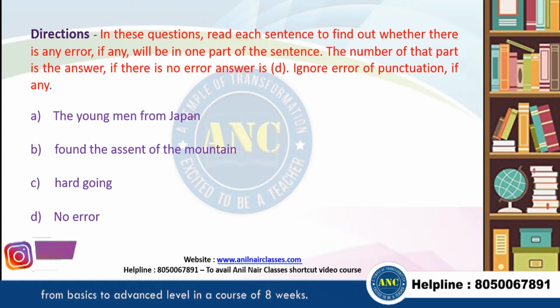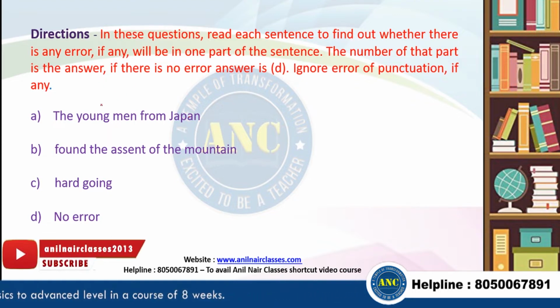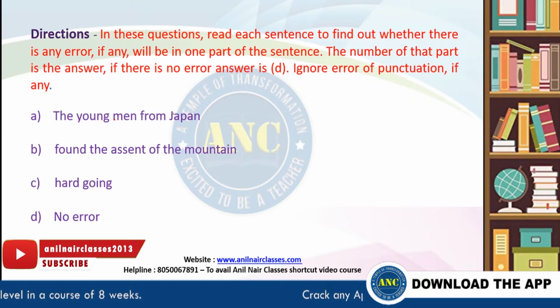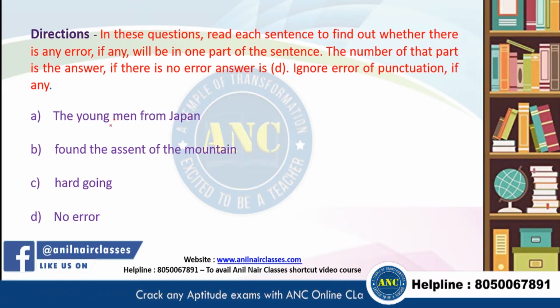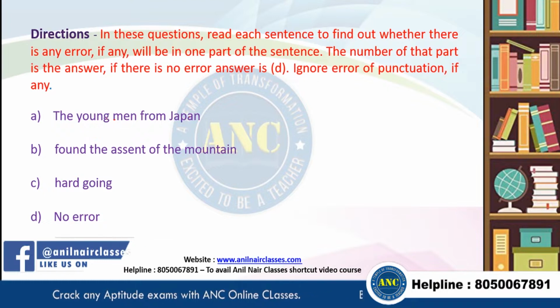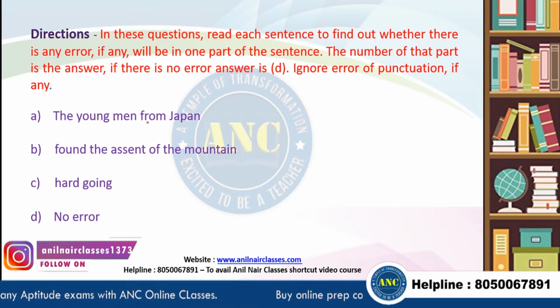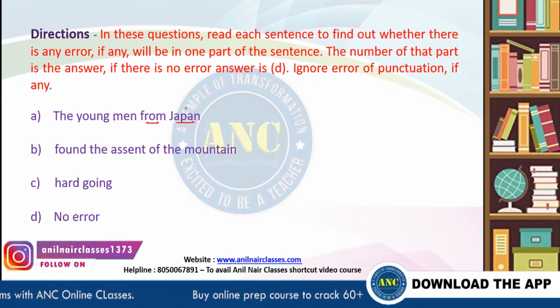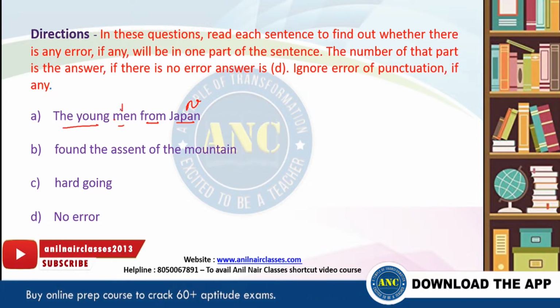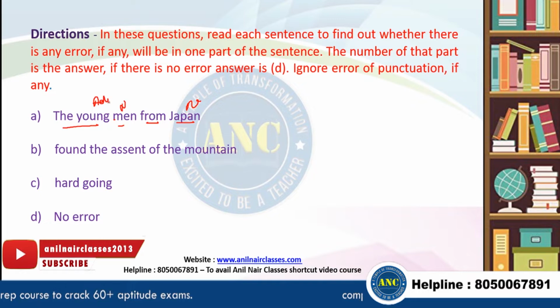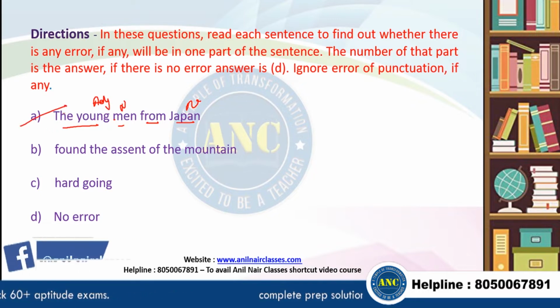So, we will look into the first answer choice, which says the young men from Japan. The young men from Japan, that's completely fine. There is no grammar related error in it, because from is a preposition. After the preposition, we have a noun, and the young men is the adjective and the noun. Everything is clear. So, we will get rid of A.